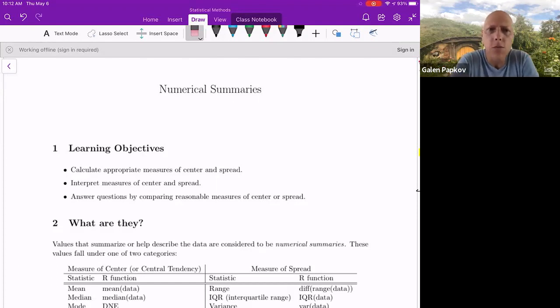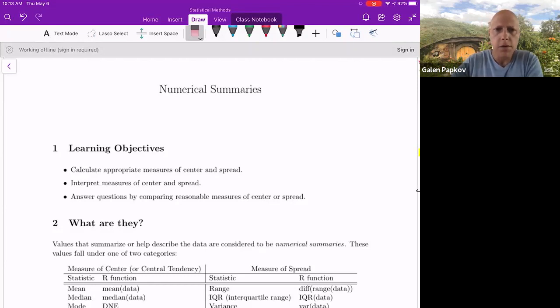And so in this lesson, we're going to learn about some numerical summaries that revolve around two aspects of a data set, and that is measures of center, so about where the data tend to lie, and measures of spread, which is describing how scattered or spread out the data values are. You're also going to learn how to interpret them and be able to answer questions that utilize numerical summaries.